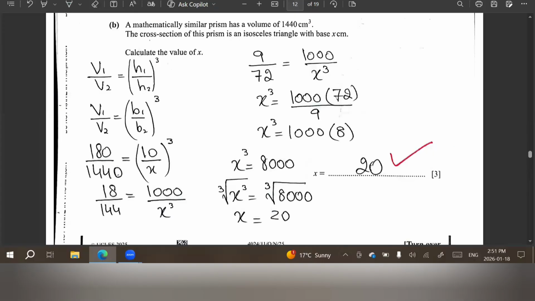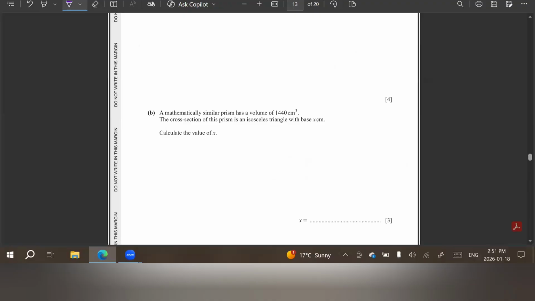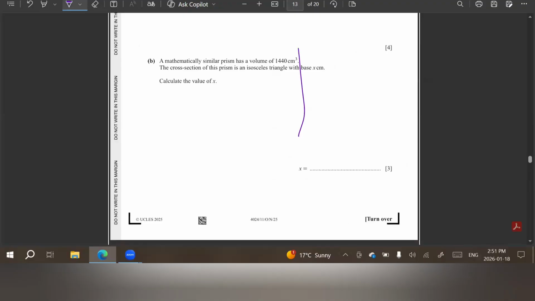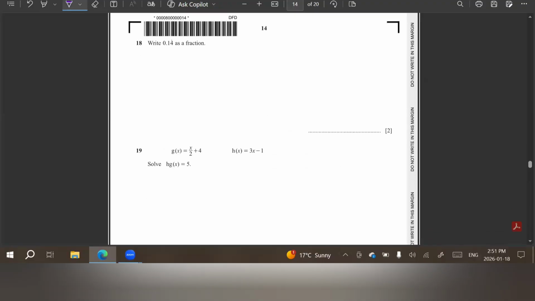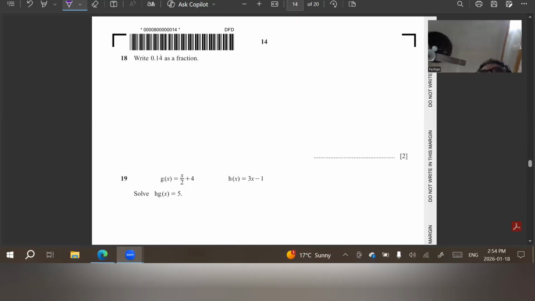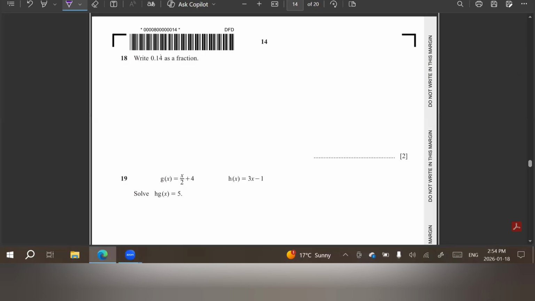Question number 18 coming up on your screen. And let me increase the size. So here again, we have question number 18 coming up on your screen. He says write 0.14, with the dot sign on the 4, as a fraction. Okay, so when you write this as a fraction, the method is very simple. Let me show you.